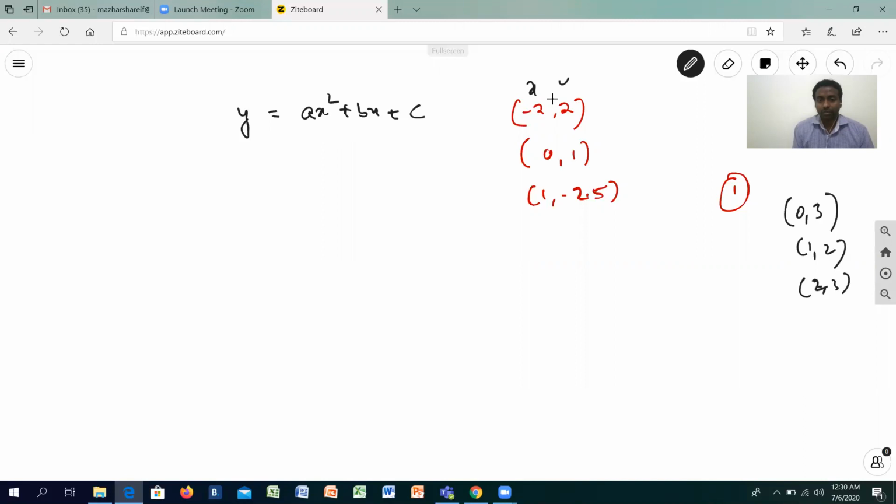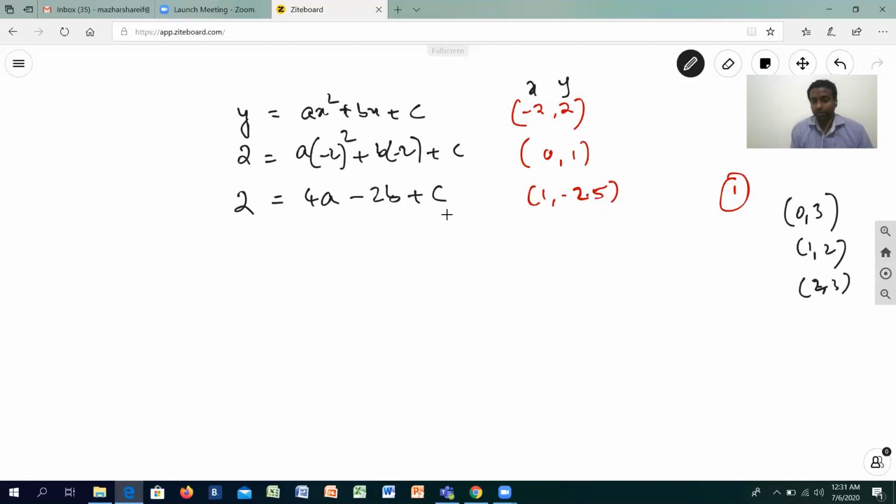Take your 3 points respectively as x and y and substitute in the general form of the quadratic equation. So here I'm going to use each of these 3 points. Let me take the first one, y is 2, and substitute x, that is negative 2. This will give me 4a minus 2b plus c is equal to 2. I'm going to keep it like that and not do anything unless we have a particular value.